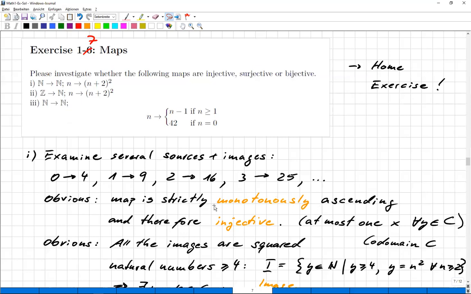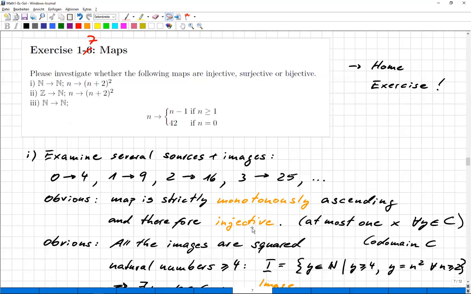Why is this important? Why is monotony important at all for our questions here? The reason is that a map to be injective requires it to be monotonous. I don't know if that was proved in the script, but you can easily find out by yourself, because you know what it means to be injective for a map.